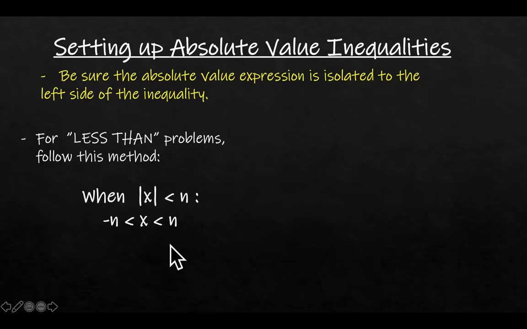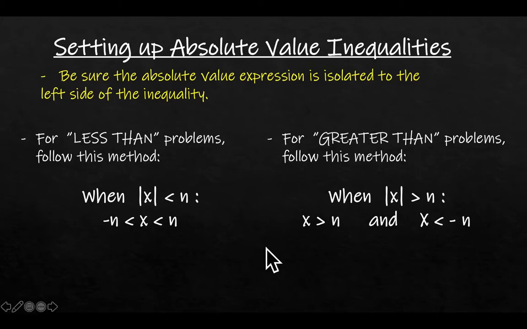Then, for the greater than problems, we're going to follow a method that's a little bit different. When we've isolated the absolute value expression, then we rewrite the expression exactly the same way that we saw it before, however, we take off the absolute value signs. And then we also rewrite it by changing the sign of the inequality and adding a negative sign to the answer.